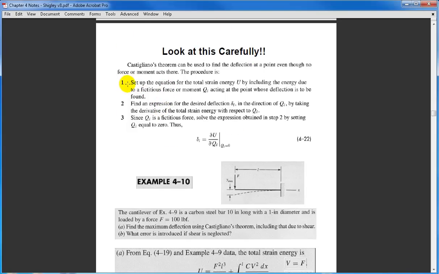What we can do is apply a fake load to a structure anywhere we want. It's our option to apply other loads to any structure we have. When we do that, we're going to call it a fictitious load. It's not really there, but we're going to pretend we have a load there. We're going to typically name that load Q, and we will then find the deflection of the structure.